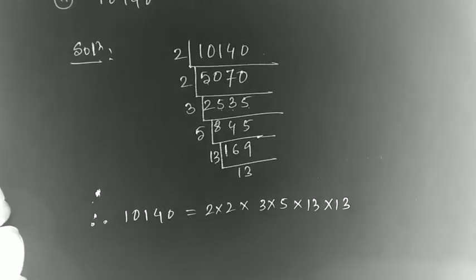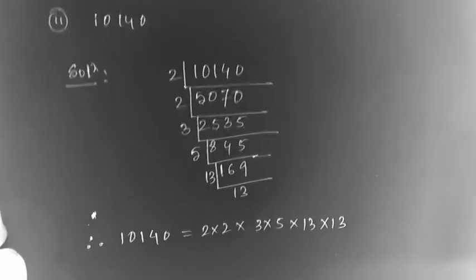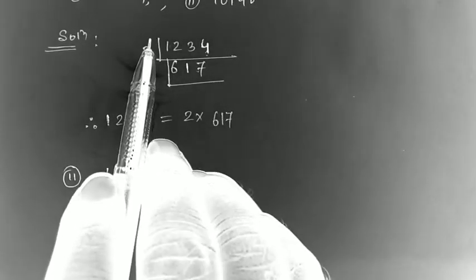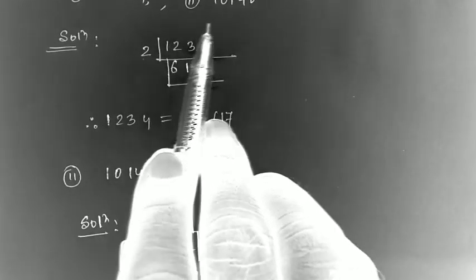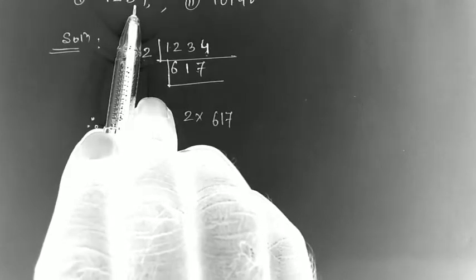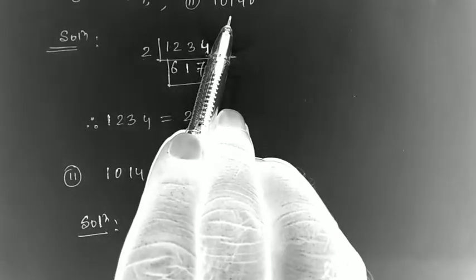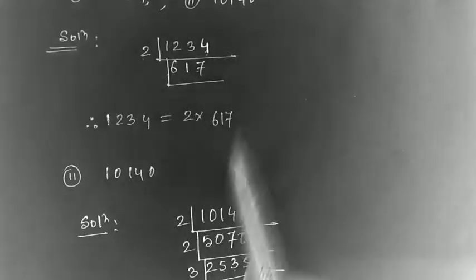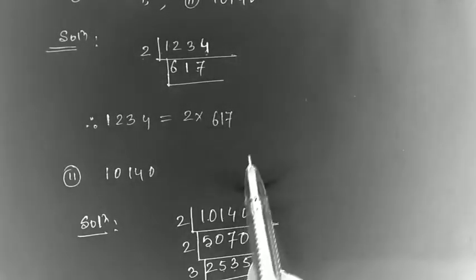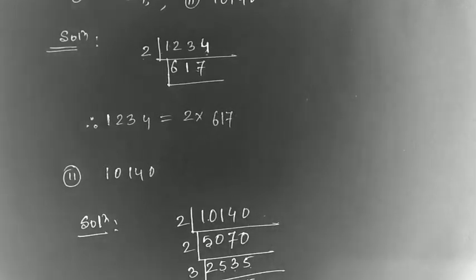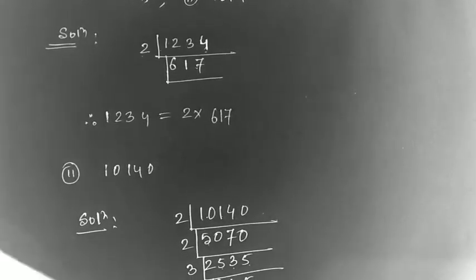Question number 2 is very easy. I am going to explain it. Question 2 is to check whether the numbers given in question 1 are composite or prime. We have to check these numbers which we have solved, 1234, 10140, and so on. Are these numbers prime or composite? We have to check this.